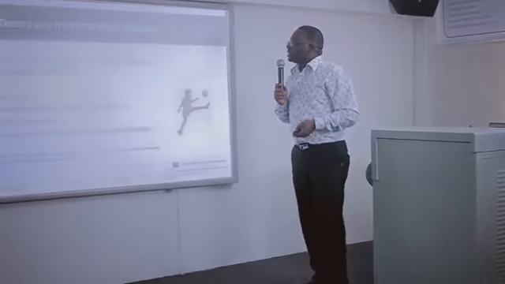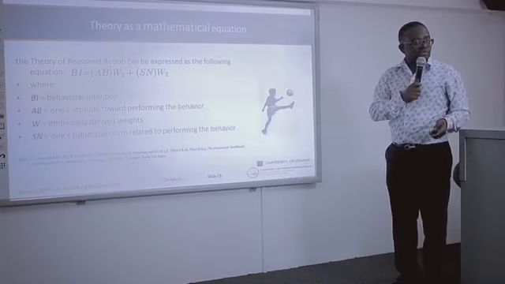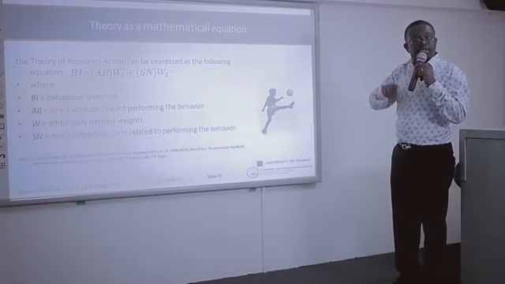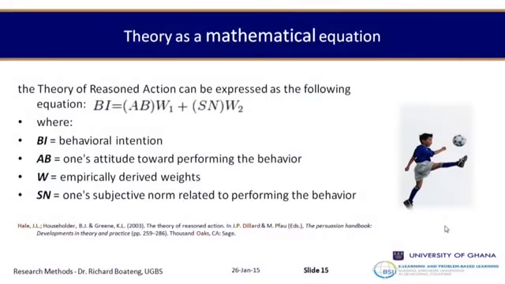Good. Now, I also said the theory can be expressed as what? In a schematic form, and then an equation. This is an example of an equation. This is the theory of reasoned action. It is out of this that the theory of planned behavior was built. So you see that here we have behavioral intention is a function of a person's attitude plus a person's subjective norm, with the derived weights being put there. So in that form, it is an equation.